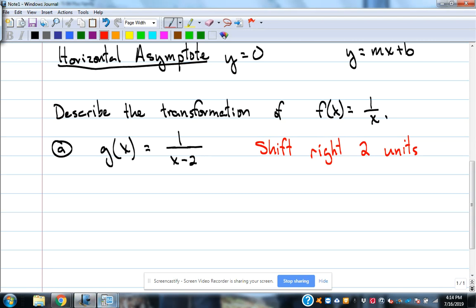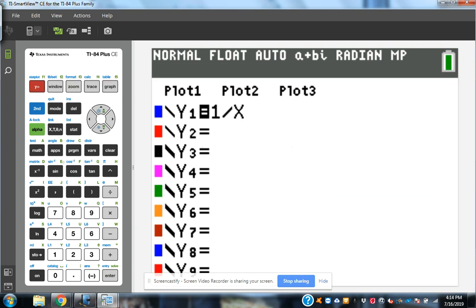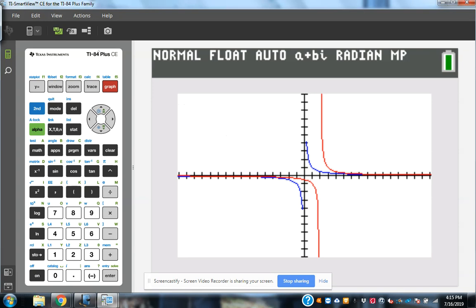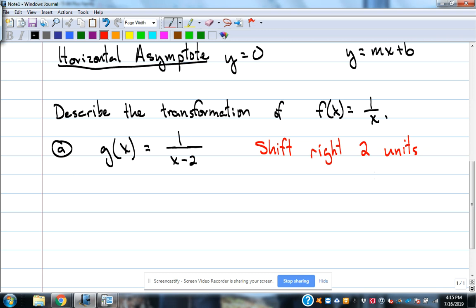If you were to graph that with the calculator, I'm going to leave the original one there, and I'm going to type 1 divided by parentheses x minus 2, and look at what it does. We see it just picks up the blue and then shifts it to the right 2 units. It just picks it up and moves it. That's all it's doing. So we can kind of see that happening there. The goal is to be able to just look at the equation and tell that with what we're doing right here. But you can always graph each one and see what it looks like it's doing.